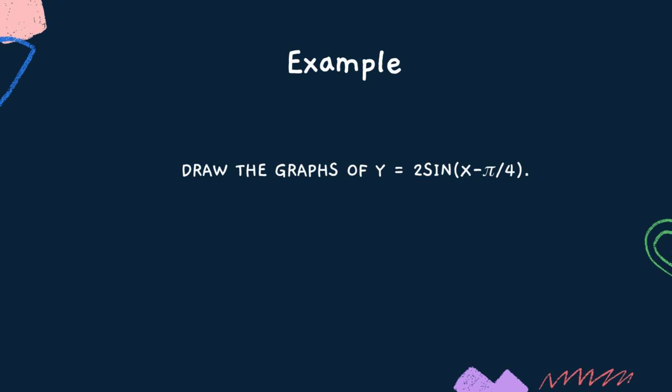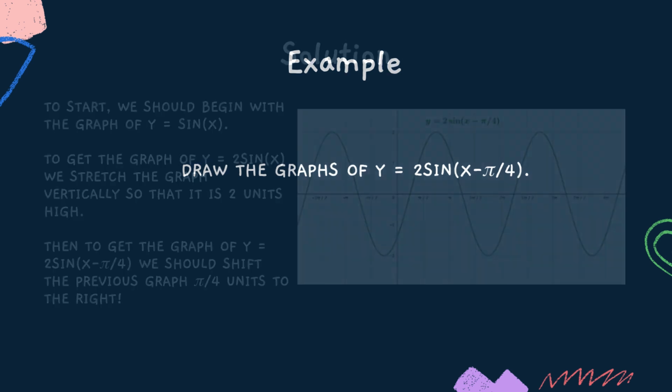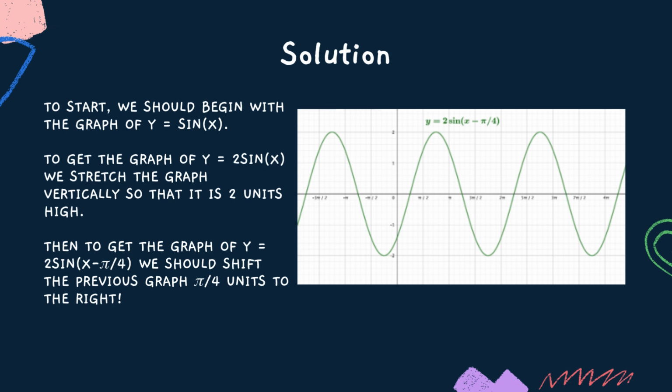Now that we are acquainted with all the transformations, try drawing the graphs of y here. Pause the video and try it. To start, we should begin with the graph of y equals sine x. To get the graph of y equals 2 sine x, we stretch the graph vertically so that it is 2 units high. Then to get the graph of y equals 2 sine of x minus pi by 4, we should shift the previous graph pi by 4 units to the right.